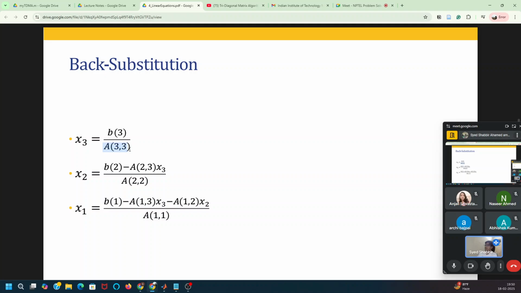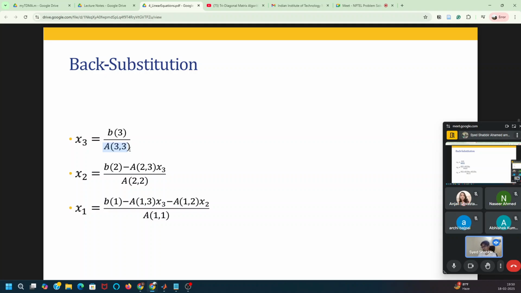Let's say your A33 is 0.0001. Due to rounding off, I just take, let's say, 0.001. Beyond that there are some decimals. If I miss some decimals and divide by a very small number, I'll get a solution which is not very stable. If one decimal is missed, for a very small number, you will get a very divergent solution. So we don't want that to happen.